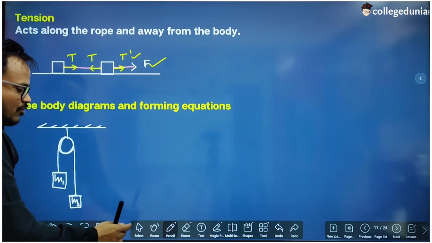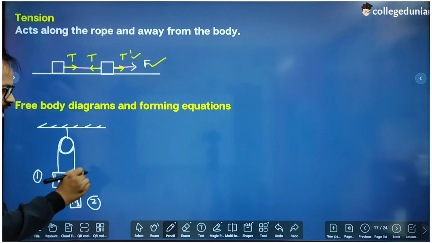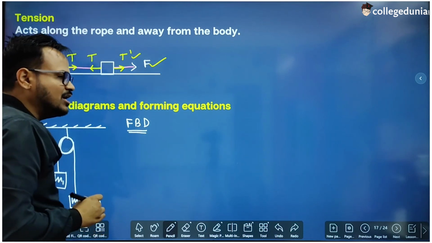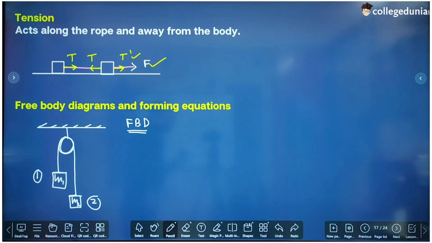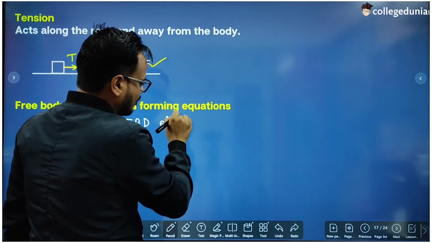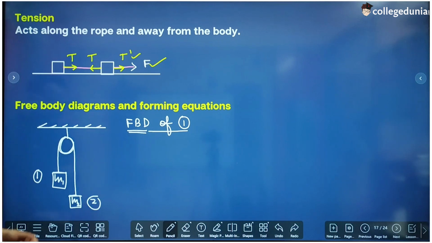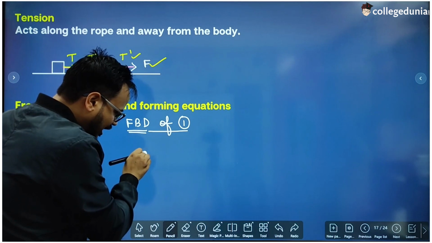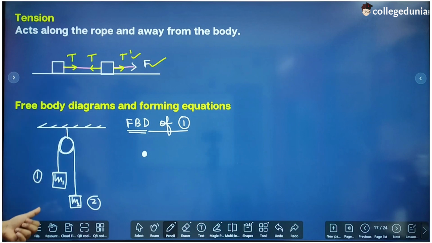Now what we will do is make something called a free body diagram. Let's take this body as 1 and this body as 2. Now we will form the FBD. FBD means free body diagram. We will form the free body diagram of 1. Free body diagram means you just take the body as a point object, and by using arrows we show the various forces which are acting on the body.